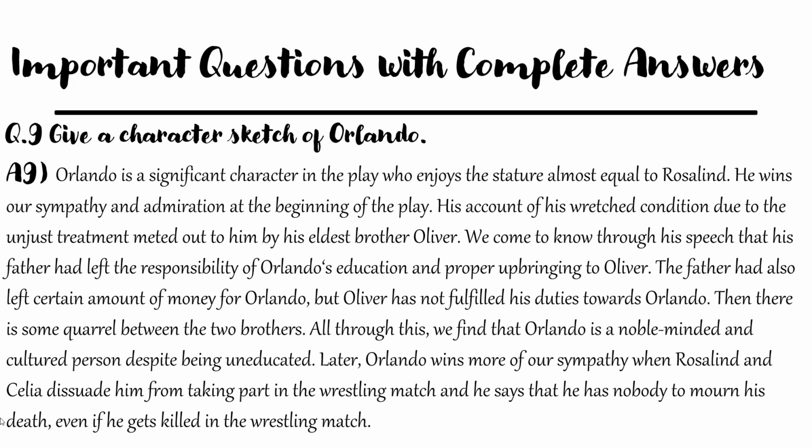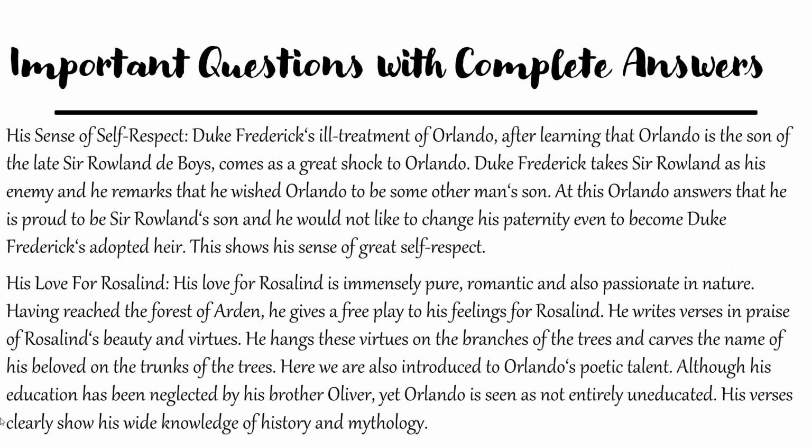So the next question is the character sketch of Orlando. This is the character sketch of Orlando, who is the protagonist of the play and lover of Rosalind, the heroine of the play. His sense of self-respect, his love for Rosalind. So some outlines are framed as such for you, and you can just copy these down.